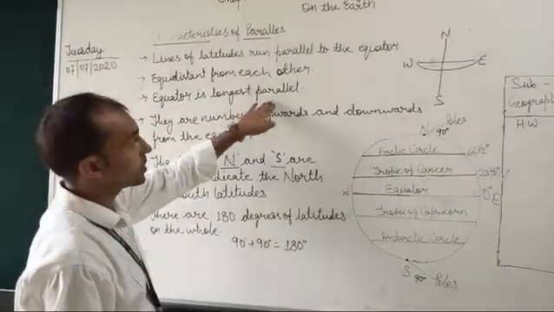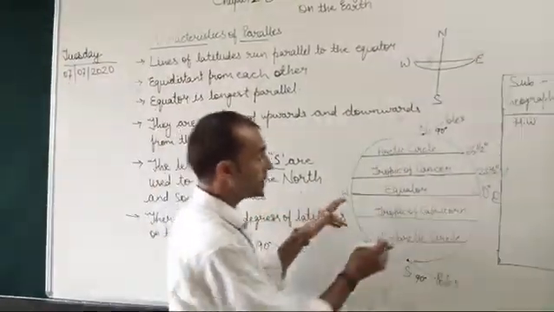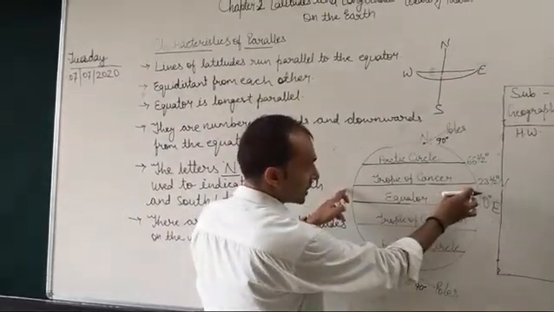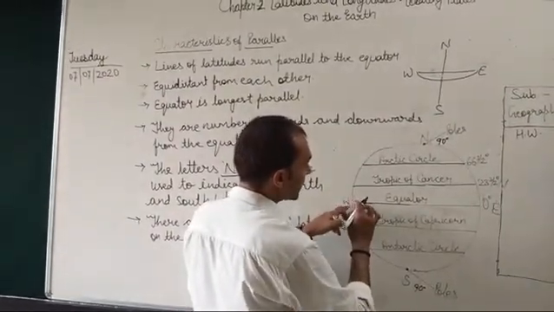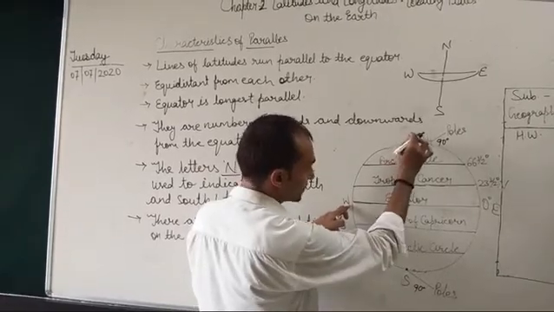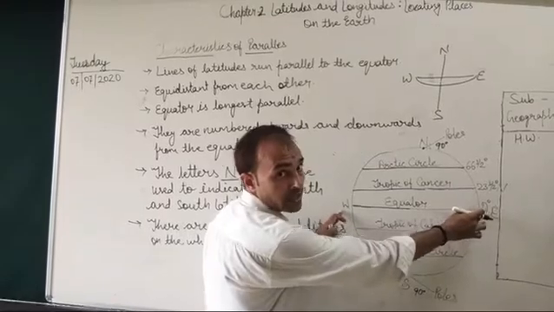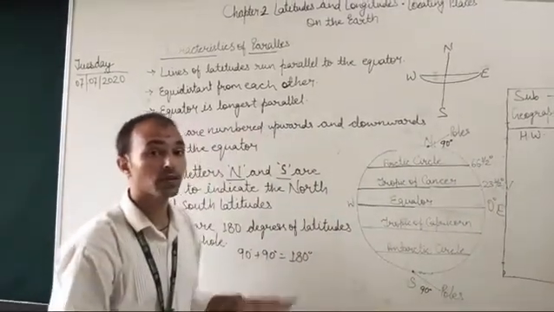Equator is the longest parallel, because the latitude lines decrease from the equator towards the poles. So the equator is the longest parallel line. So these were the characteristics of the parallel.